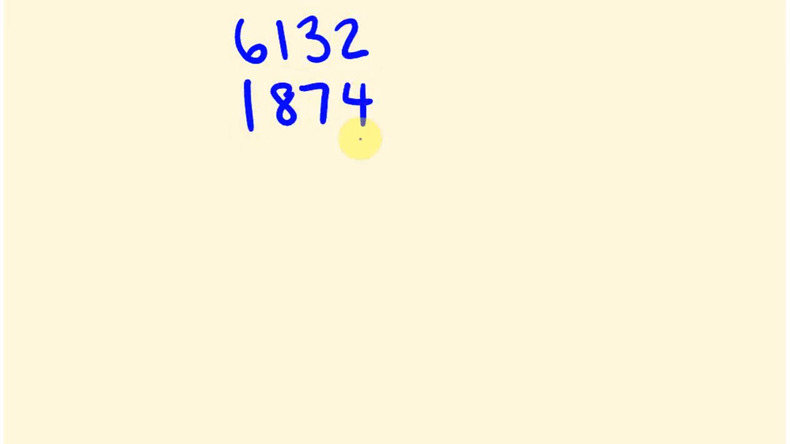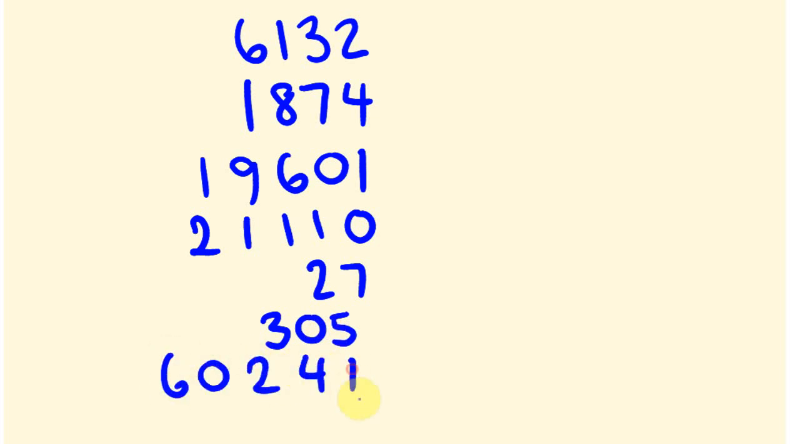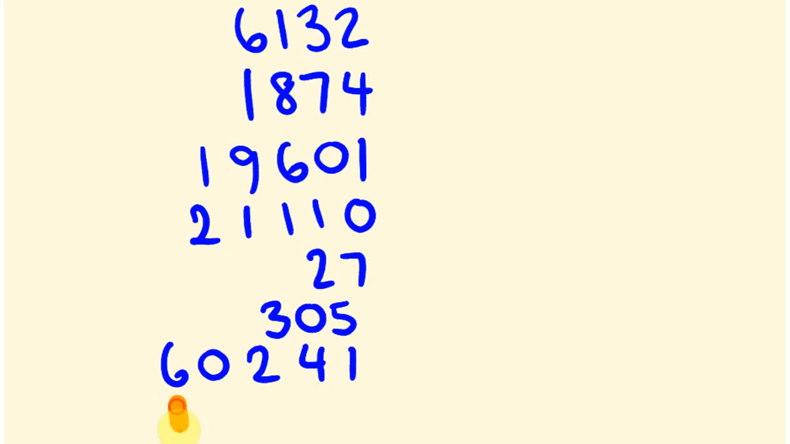So let's go to this one here. What about 6,132, 1,874, 19,601, 21,110, 27,305, and 60,241. And we add all these together, and we get, I'm going to run out of room, I reckon that's what we're going to get, 109,290 as our total, okay? I'll try to fit a line under that. We did pretty well, didn't we?